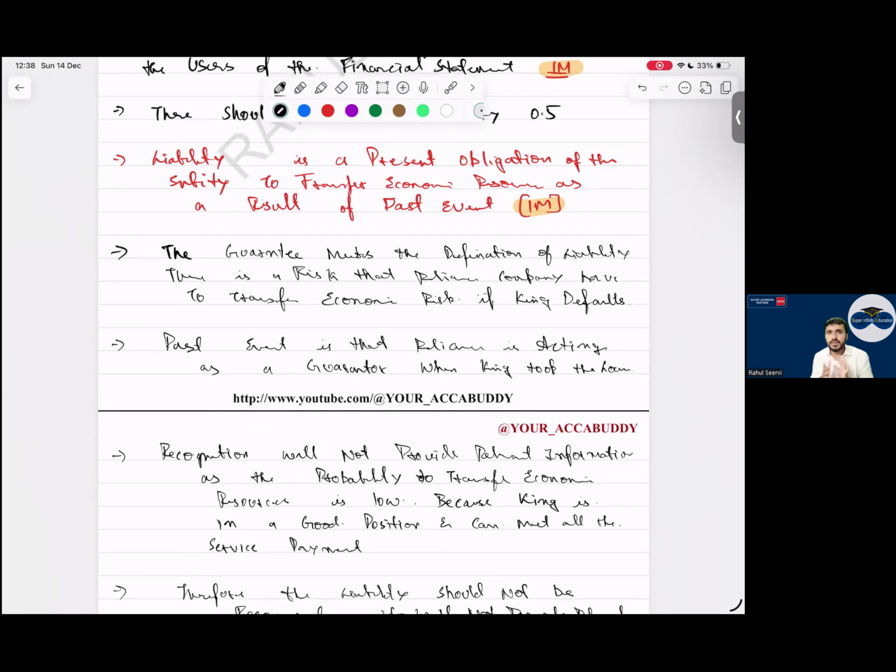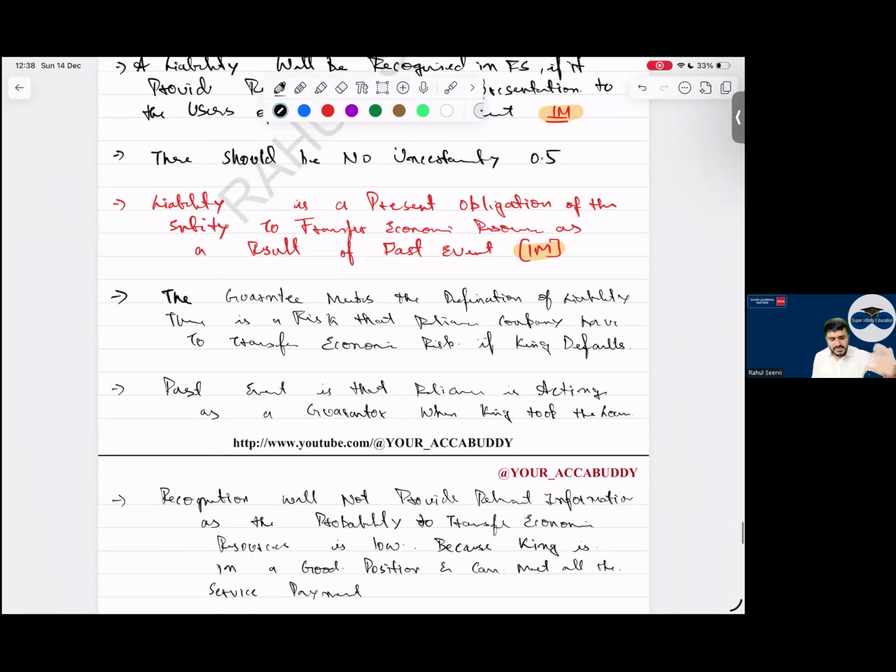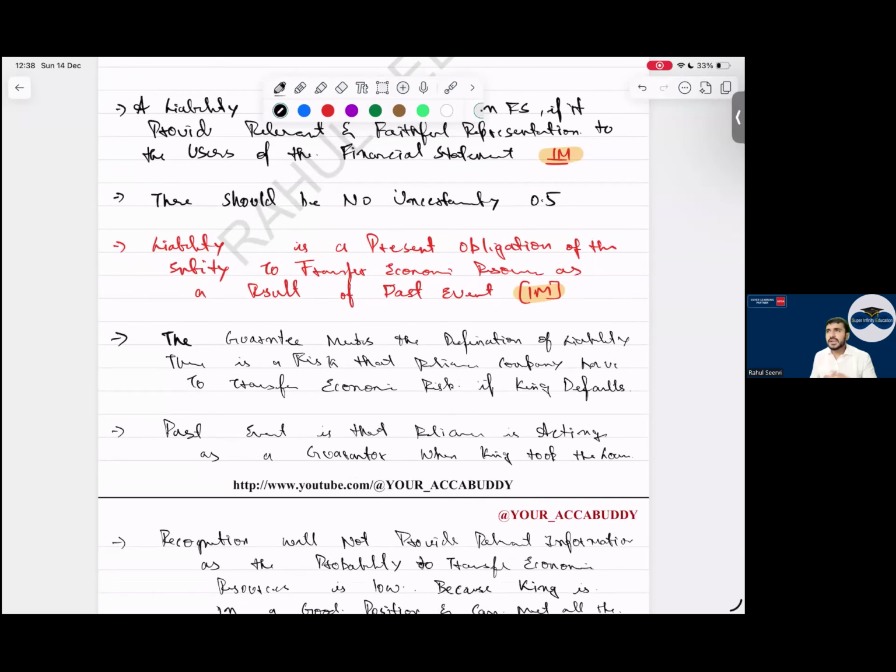See, many students, how will they write the answer? They will say liability, and write: recognition of this liability will not provide relevant information because the probability to transfer economic resources is low. As we know King company has sufficient cash balance, that means Reliance company will not pay the amount. So recognition should not be done. Then they will say conclusion. In your own language, it's not required that you write down the same thing given here.